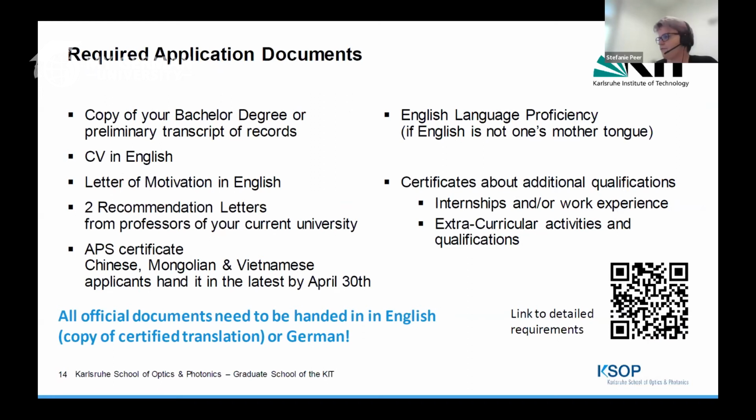What do you need to apply for our program? We need a copy of your bachelor degree, CV in English, letter of motivation in English, which clearly shows why you want to study a master's in optics and photonics in Karlsruhe. 2 recommendation letters from professors of your current university who know you well. If you're from China, Mongolia, or Vietnam, an APS certificate, English language proficiency, if English is not your mother's tongue. But for example, if you've done all your studies in English, that will also be accepted as proof of English.